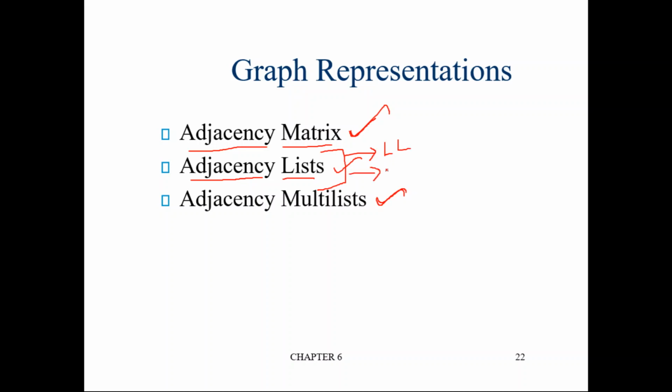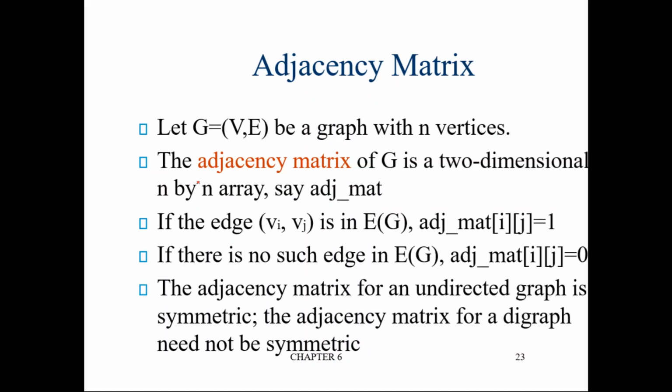The adjacency list representation can happen in two ways, either by using a linked list or by using arrays. Both techniques we will be discussing. So this is the objective of this lecture. We are going to discuss how graphs can be represented in these three styles: adjacency matrix, adjacency list, and adjacency multi-list. Without wasting time, we'll jump in. First we'll discuss the adjacency matrix.